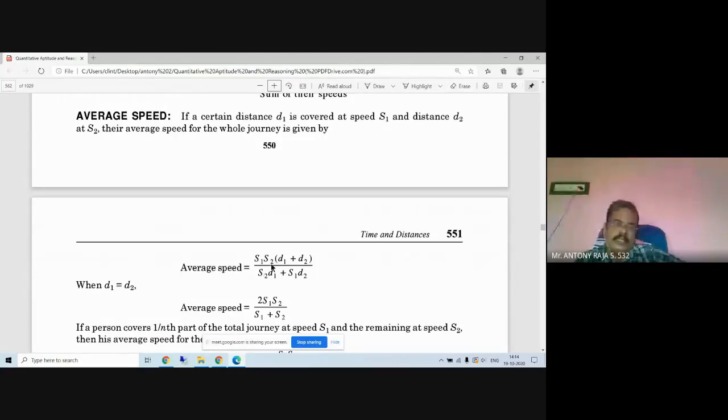Here you see that s1 is nothing but speed, but distance is also taken into consideration. First 100 km per hour, second 80 km per hour, but the distance is different: first 20 km, second 10 km. So you should consider distance also. Average speed means you should not take the average value of the speeds, 100 plus 80 divided by 2 is 90 km per hour. That is wrong, because the distance is different, 20 km and 10 km.